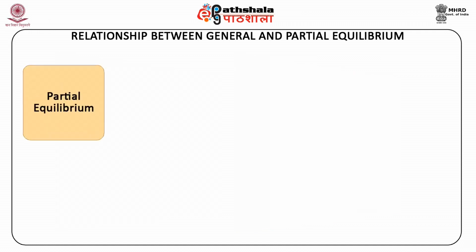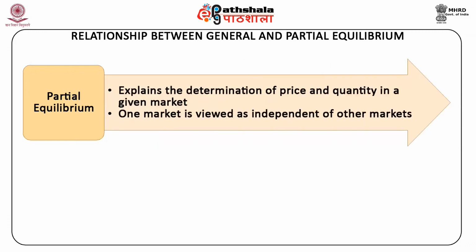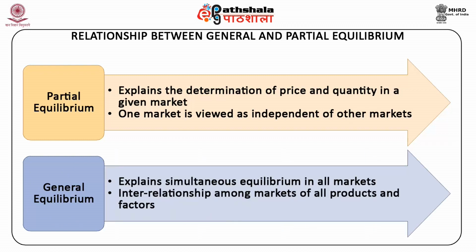To sum up, partial equilibrium analysis focuses on explaining the determination of price and quantity in a given product or factor market when one market is viewed as independent of other markets. On the other hand, general equilibrium analysis deals with explaining simultaneous equilibrium in all markets when prices and quantities of all products and factors are considered as variables. Thus, in general equilibrium analysis, the interrelationship among markets of all products and factors is explicitly taken into account.